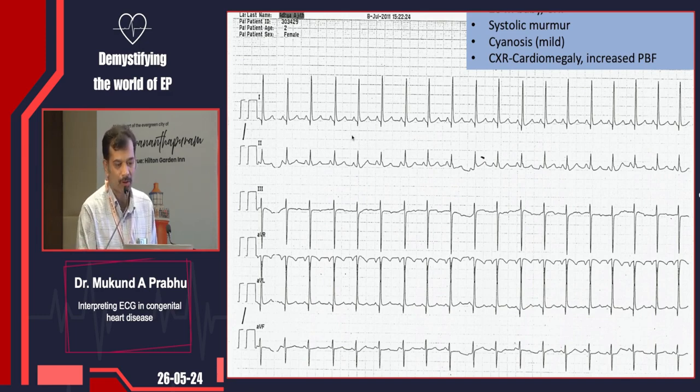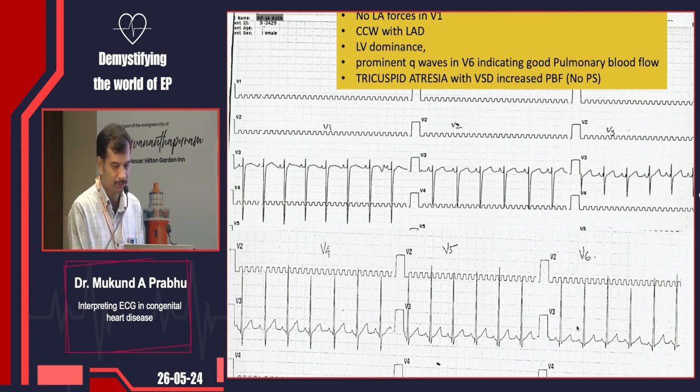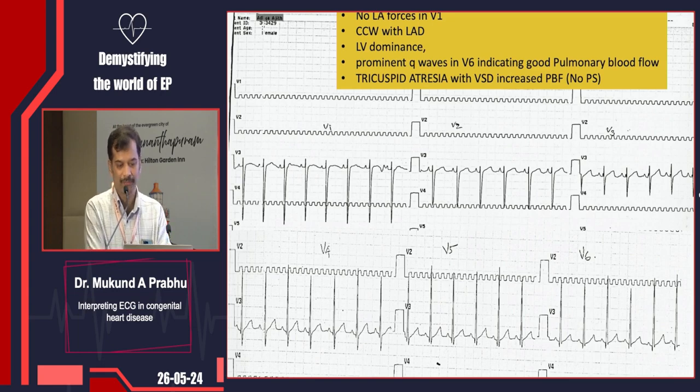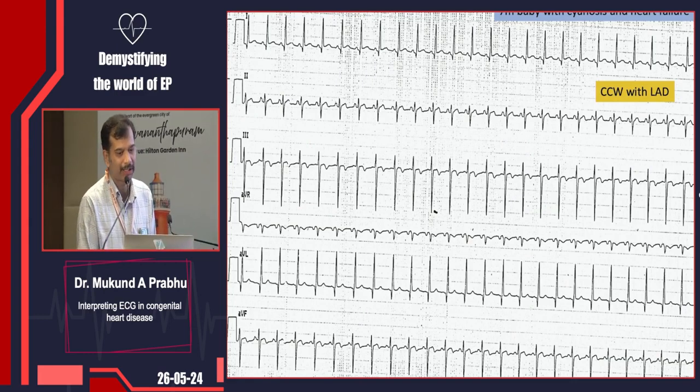This shows counterclockwise loop with leftward axis, and precordial leads show hardly any RV forces, whereas LV forces are well formed, and there is a Q wave and upright T in V6 suggesting a well-filled LV. So there is good pulmonary blood flow as suggested by heart failure clinically, and you have counterclockwise loop with left axis deviation. Importantly, RV forces are not there. What's the importance? We'll visit the next case, which is also a tricuspid atresia.